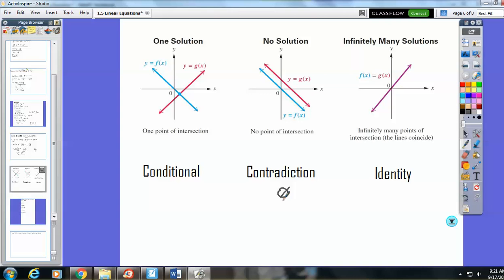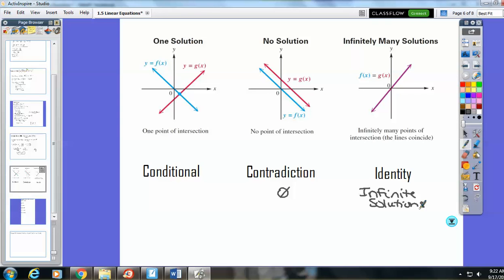The third type, we haven't solved one yet, but there is what's called an identity. And what that means is I gave you 2 equations for the same line. So if you were to graph them, they would be the exact same line. What we see on these, there are infinite solutions. Basically, every point on that line would be a solution to the equation. So those are the 3 categories.